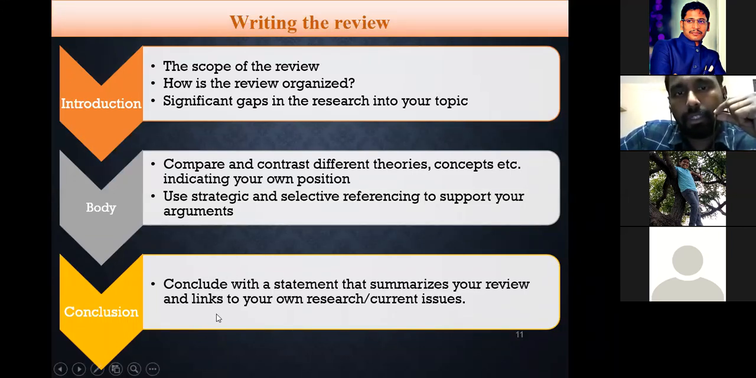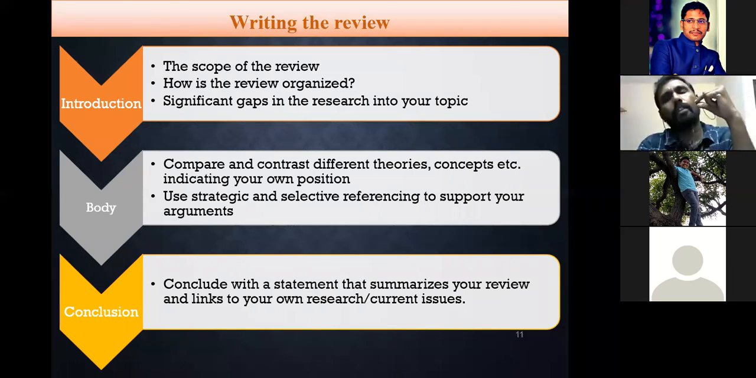Then finally we can conclude with a statement that summarizes your review and links to your own research and current issues. So conclude with a statement that summarizes your review.